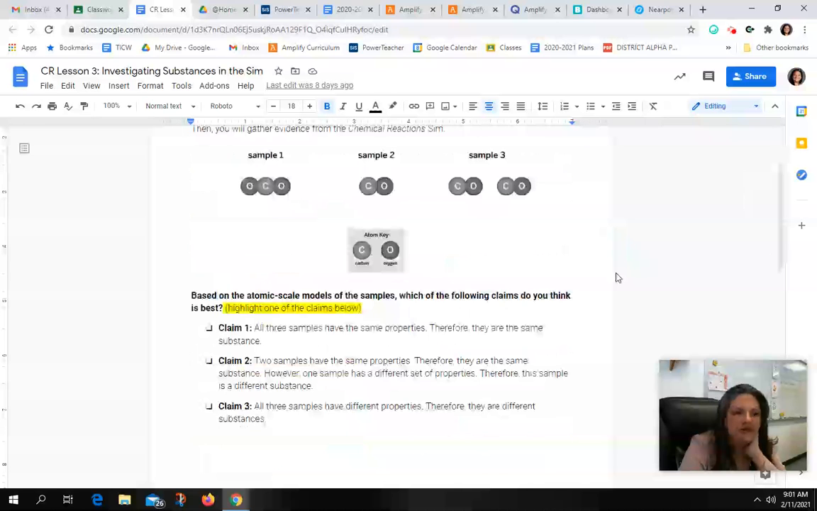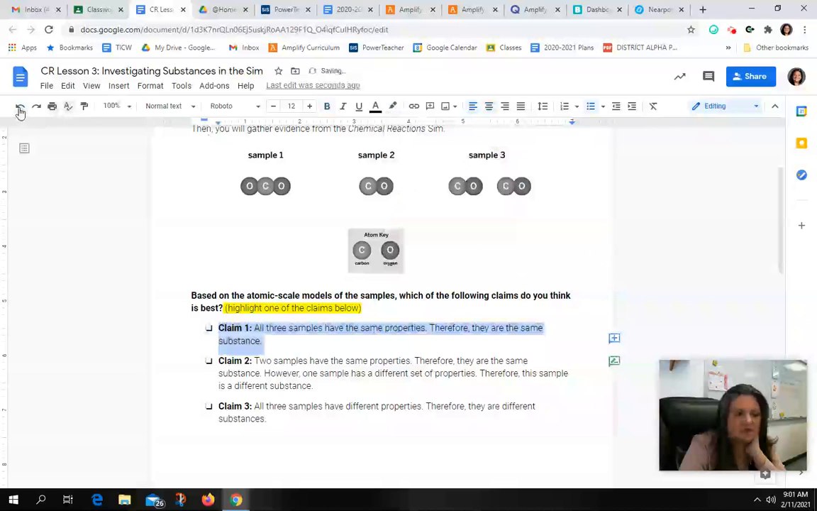So we have sample 1 again, a carbon with 2 oxygen attached. We have sample 2, which is a carbon and an oxygen. And sample 3, which is that carbon and oxygen, but repeated. Based on the atomic scale models of the samples, which of the following claims do you think is best? You're going to want to highlight the one that you believe to be true. You simply select the text, choose the highlighter, and pick your color.